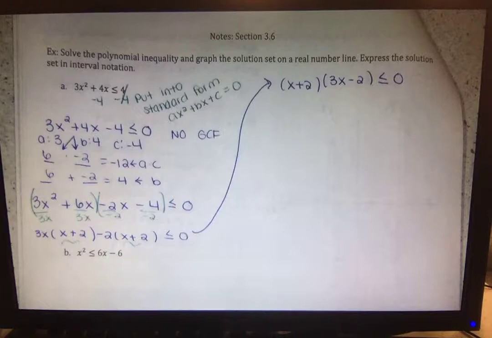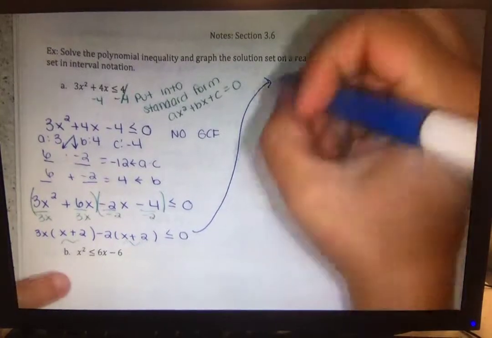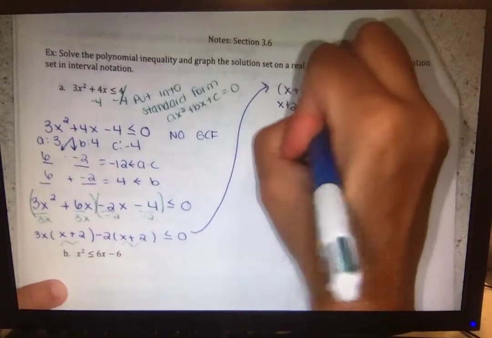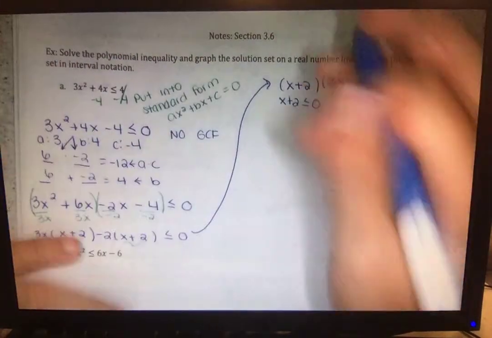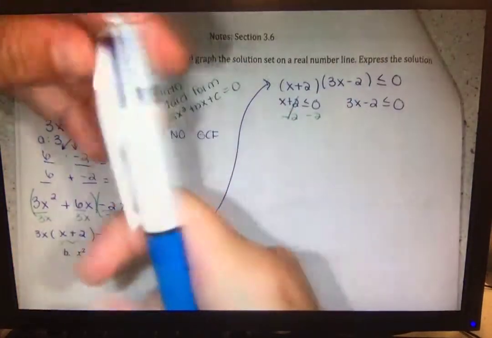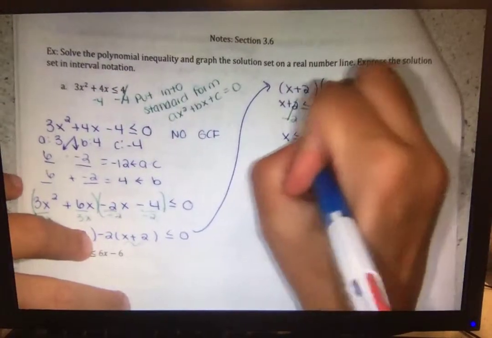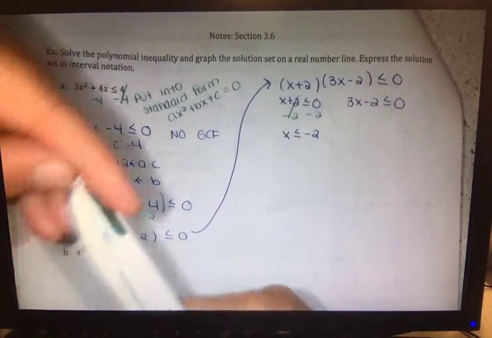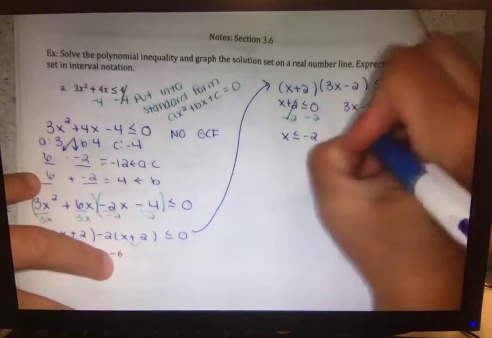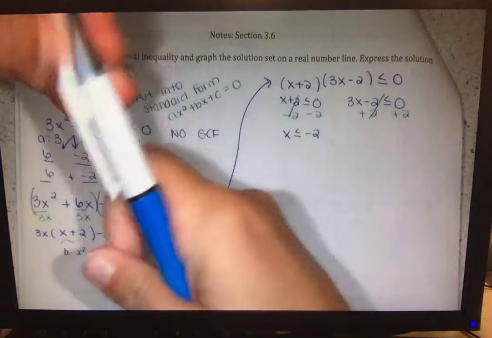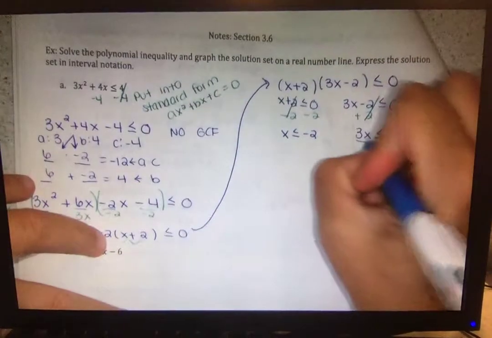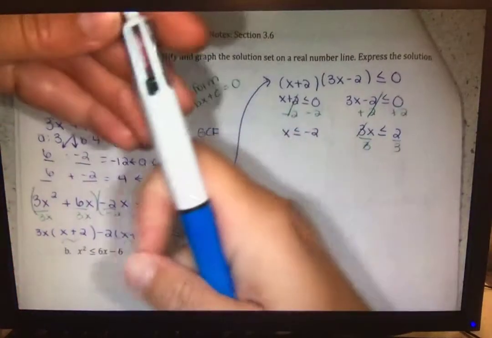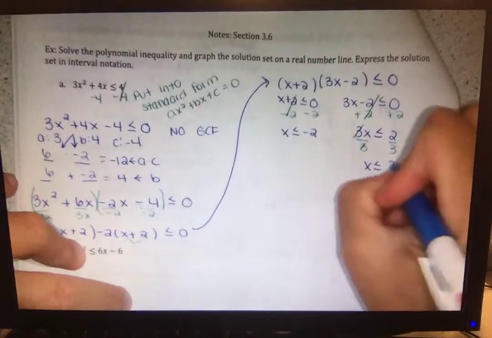Now that we have it in factored form, we can set each factor to 0. So x plus 2 is less than or equal to 0, and 3x minus 2 is less than or equal to 0. Solving for x, I can subtract 2 from both sides, and we get x is less than or equal to negative 2. And then adding 2 to both sides, we get 3x is less than or equal to positive 2. And then we can divide by 3. Whew. x is less than or equal to 2/3.